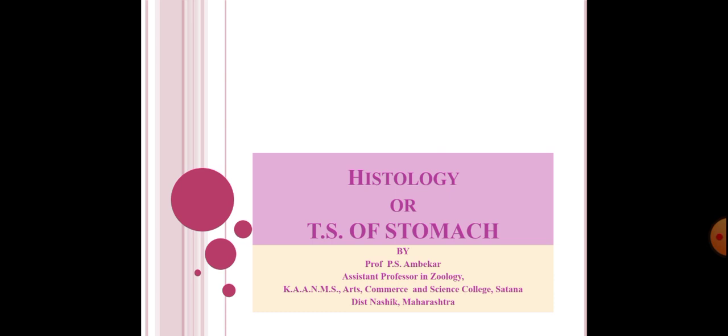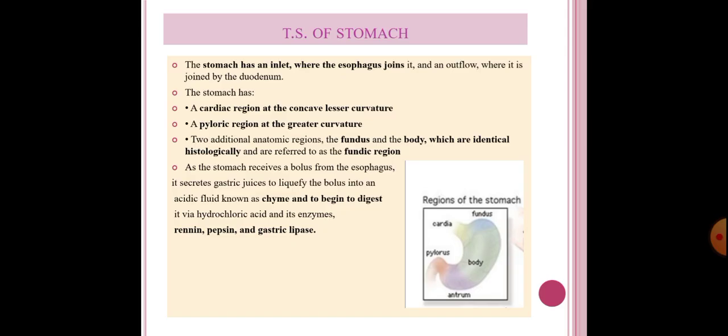So we are discussing the series of lectures on the histology of the alimentary canal. We have seen that the alimentary canal is made up of the mouth, which opens into the esophagus, which opens into the stomach, continues with the small intestine, and finally there is a large intestine. So today in this lecture we are going to discuss the histology of the stomach. First of all, we will see the structure of the stomach.